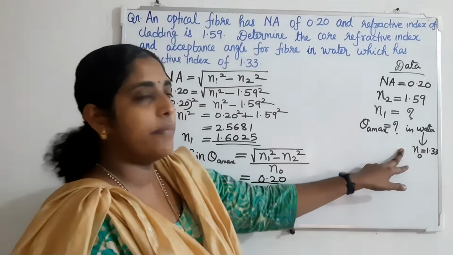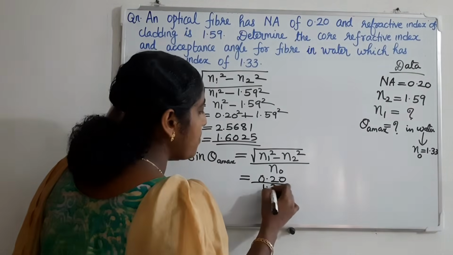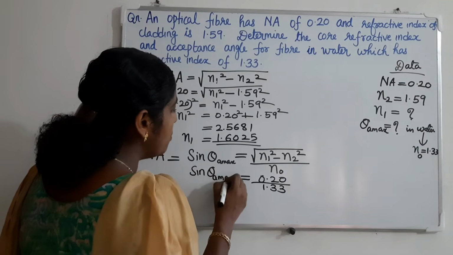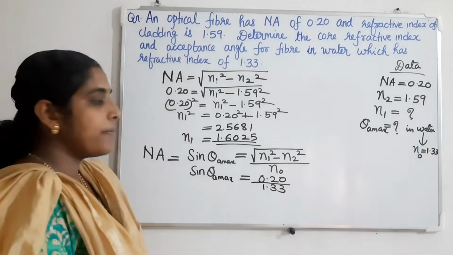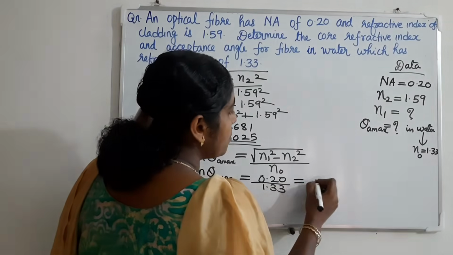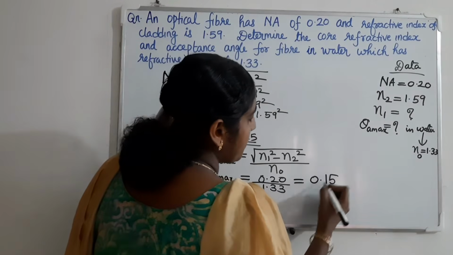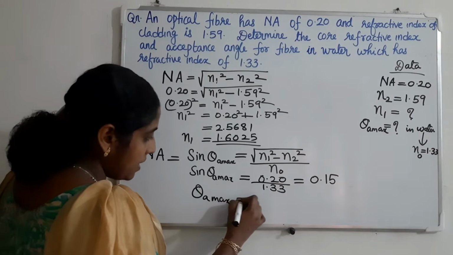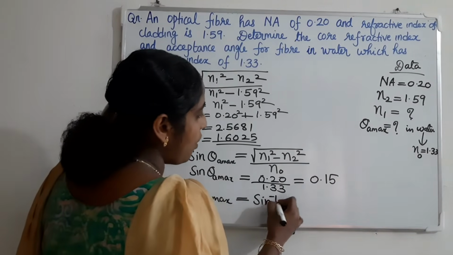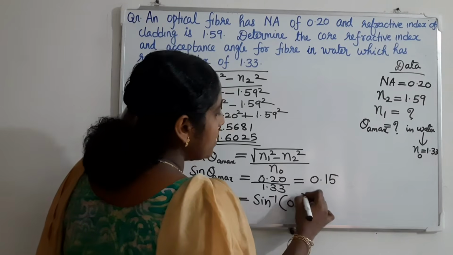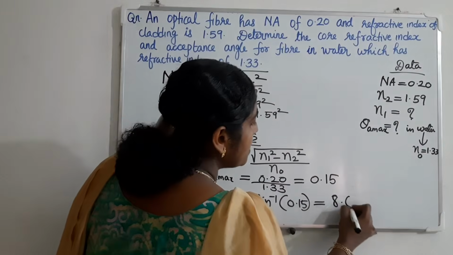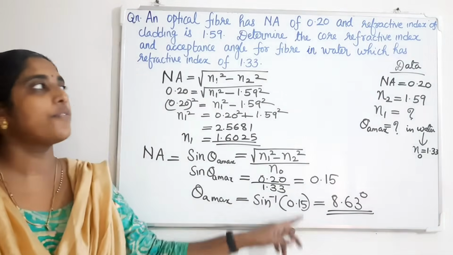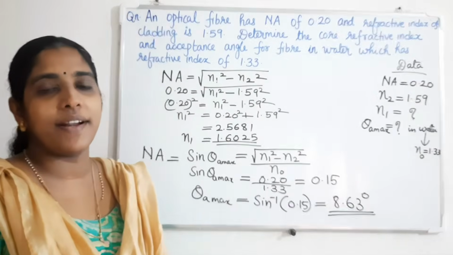That is the surrounding medium refractive index, that is 1.33. So sin theta maximum is equal to 0.20 divided by 1.33, that is equal to 0.15. So the acceptance angle of the fiber in water is sine inverse of 0.15, that is equal to 8.63 degree. So this is the acceptance angle of the given optical fiber in water.